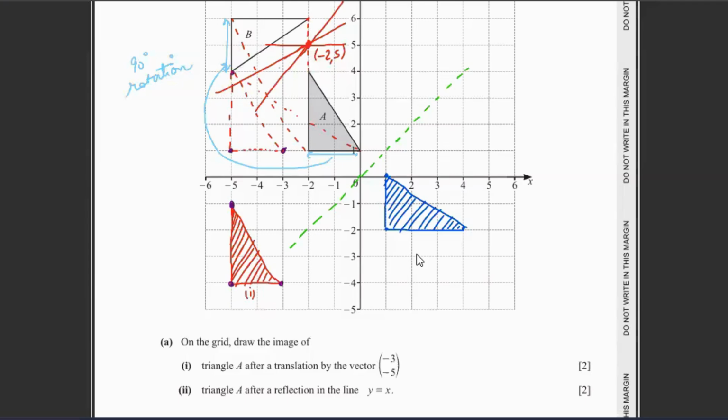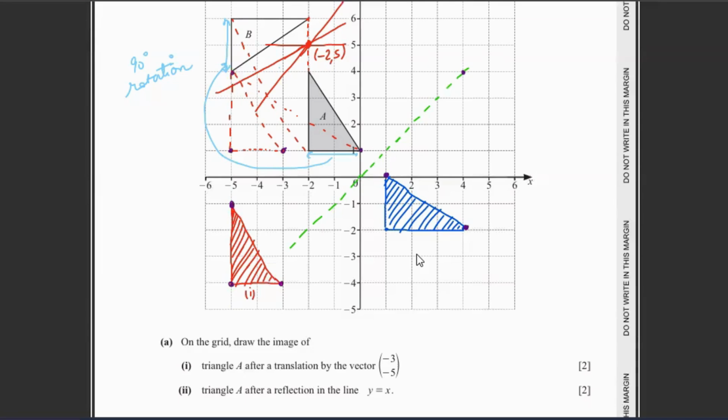Next we have triangle A after reflection in the line y equals x. Now we drew this line y equals x. For this vertex we take, this is 1 unit, so this is also 1 unit. This is the vertex of the image. Then we have 1 2 3 4 5 6 units distance, then 1 2 3 4 5 6 units distance.